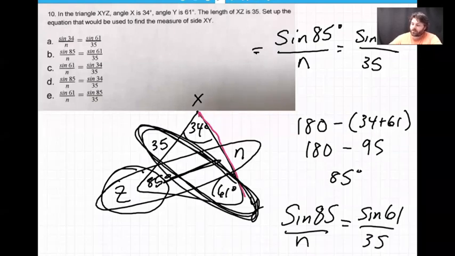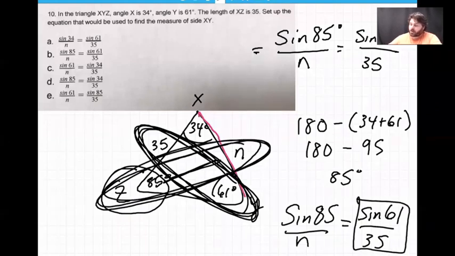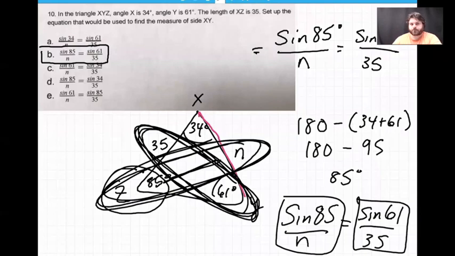The angle is 61, the opposite side is 35. That's why they go together here. And then here, 85 and n go together because they're opposite of each other. And just make sure the angle is the one with the sine and the length is on the bottom, okay? So the only one that matches is answer choice B. All right.